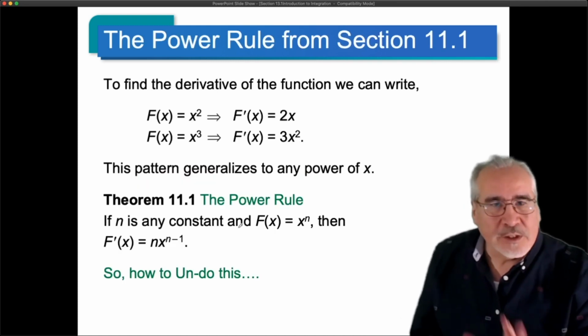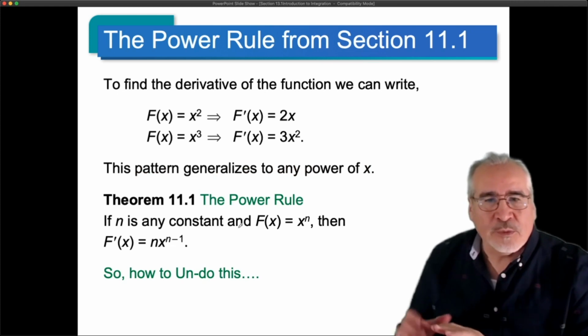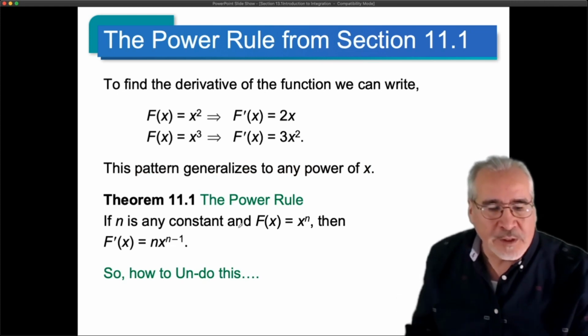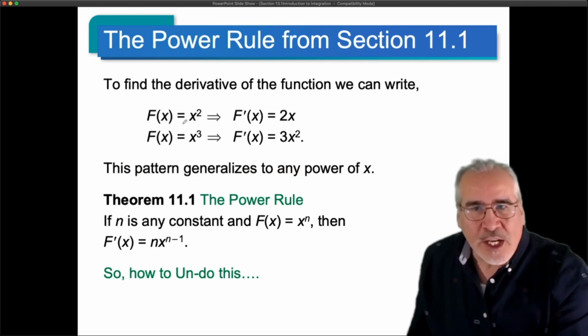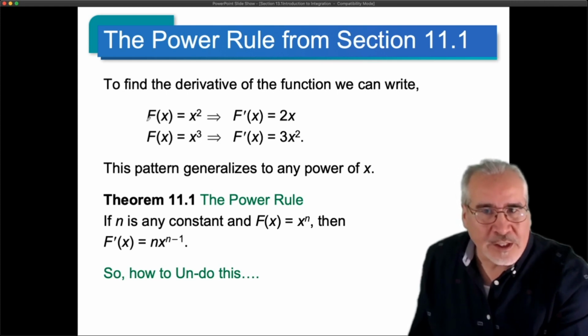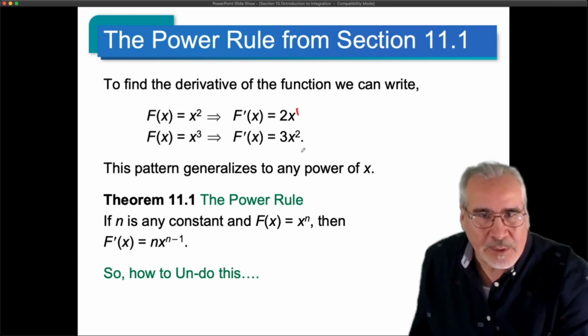Okay. So here's some review from 11.1. This is where we first started talking about our derivative rules. I changed it a little bit from the slide that you saw because we didn't use capital F, but to be consistent now, we're going to use the capital F. If this is our function x squared, when we take its derivative, it becomes, remember the exponent comes down in front, that's where the 2 came from. Subtract 1 from the exponent, so it's now 2x to the first power.